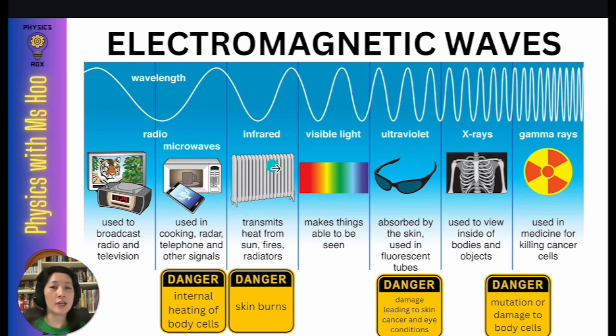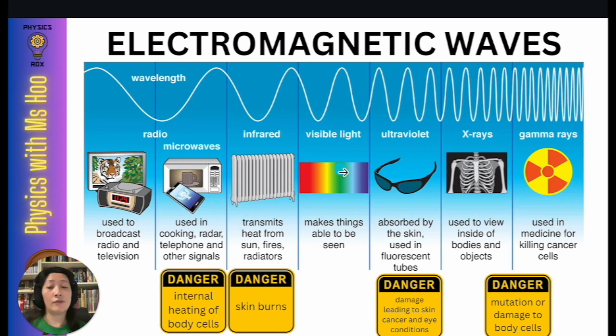Next, infrared radiation. Infrared is always emitted when there's any heat. So this transmits heat from the sun, fires, as well as radiators. In the electromagnetic spectrum, the only visible part is visible light, which is basically the light spectrum. It enables us to see things. Then we go on to ultraviolet, which is absorbed by the skin and used in fluorescent tubes. As we go on to the higher frequency waves, these include X-rays followed by gamma rays. So X-rays are used to view inside of bodies and objects in medical imaging, like in X-rays and MRIs. Whereas for gamma rays, they're used in medicine for killing cancer cells.